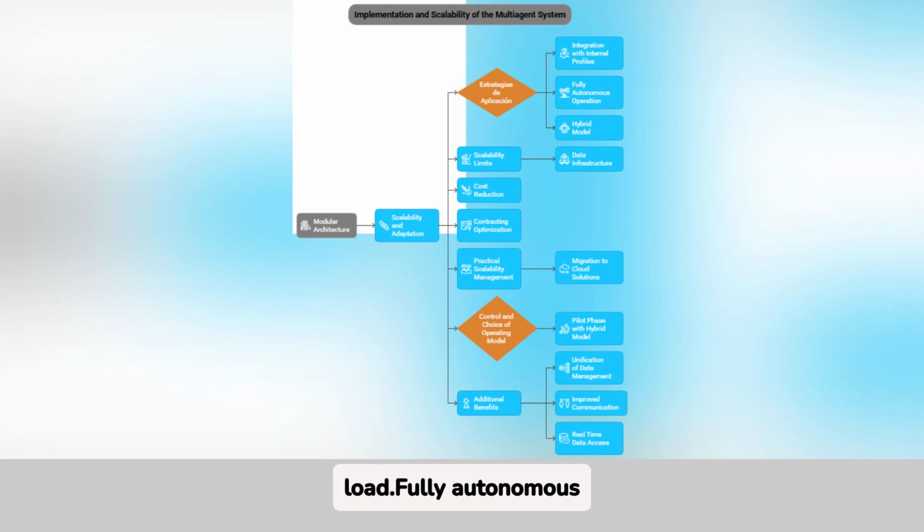Fully autonomous operation. We increase the number of agents to perform functions independently without the need for constant supervision, which is especially useful in repetitive or data-intensive tasks. Hybrid model. We allow external or internal human personnel to supervise and control the system, intervening only when necessary. This is ideal for processes where human validation is required before critical decisions are made.